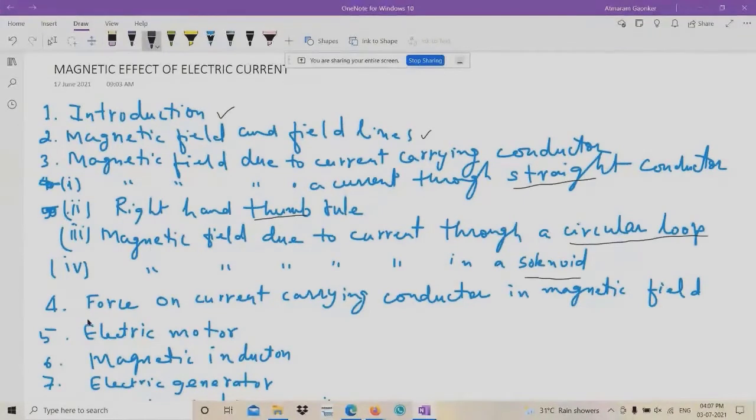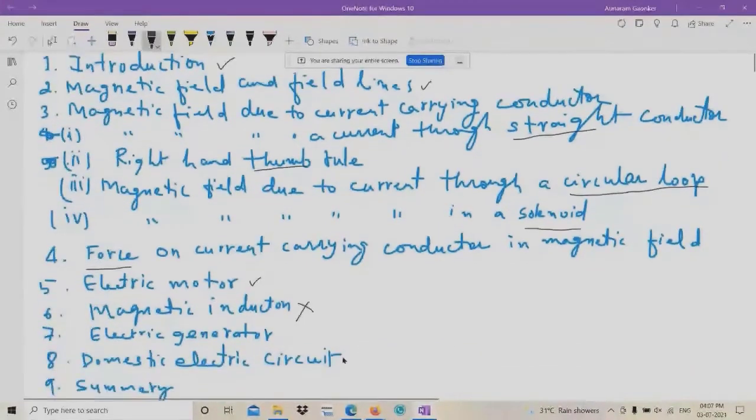And then we will discuss about the force on current carrying conductor in the magnetic field. And in motor, you have to just know the principle. Magnetic induction is not there. Then in generator, you have to just understand the principle and use. As per the syllabus, these two parts only you have to study. And the last we will study about the domestic electric circuit.